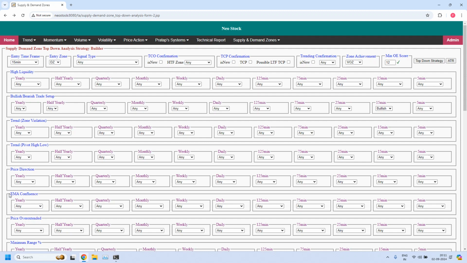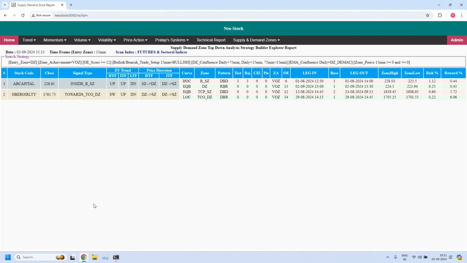So in the EMA confluence in the daily time frame, I am checking daily demand zone with daily EMA confluence. So 2 stocks are filtered. Ignore Oberoi Realty, it is a sideways trend, so EMA confluence doesn't make sense. But ABC Capital is having an uptrend and having EMA confluence daily zone. It is a high probability trade setup, the demand zones.